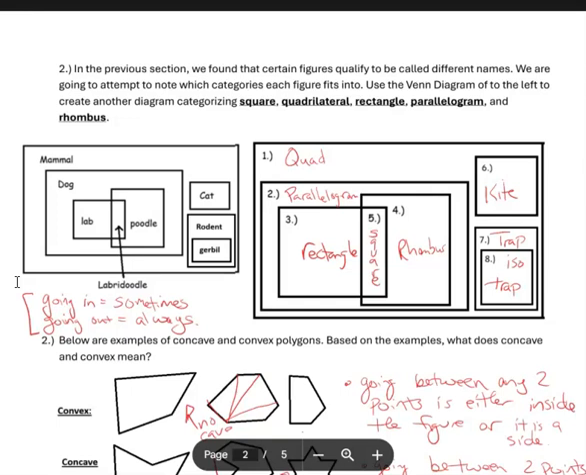Parallelograms have both opposite sides being parallel. Inside there, if it has a right angle, it's called a rectangle. If it has all sides congruent, it's called a rhombus. And if it has right angles and all sides congruent, then it's called a square. So you can see how I did the parallelogram aspect.